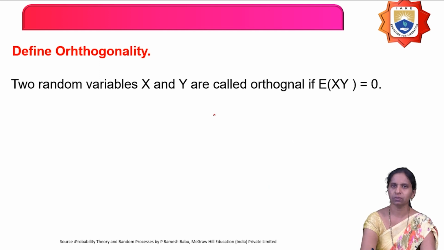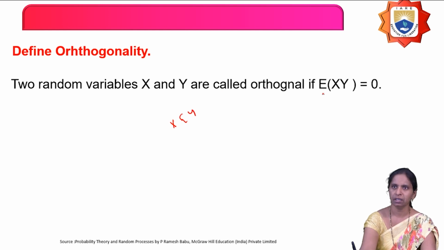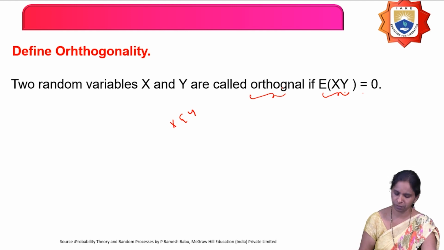Next, define orthogonality. For example, if two random variables x and y are orthogonal, then what is the condition? The expectation of the product of those two random variables is equal to 0. Then you can say that the two random variables are orthogonal random variables.